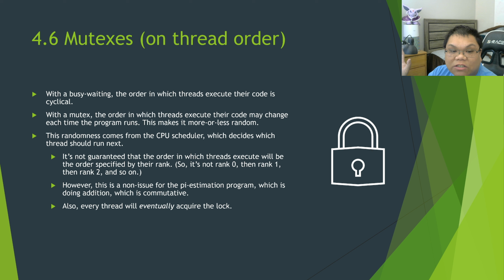But in our case, it's actually okay because addition is commutative. It doesn't matter the order in which we add terms. Basically, this randomness comes from the CPU scheduler. The CPU scheduler decides which thread to run next, so it's not guaranteed that the order in which threads execute will be the order specified by the rank. So it's not rank 0, then rank 1, then rank 2 and so on. It could be some random order altogether. The point is this: with our pi estimation program, this is a non-issue because addition is commutative. Basically, eventually, every thread will acquire the lock.